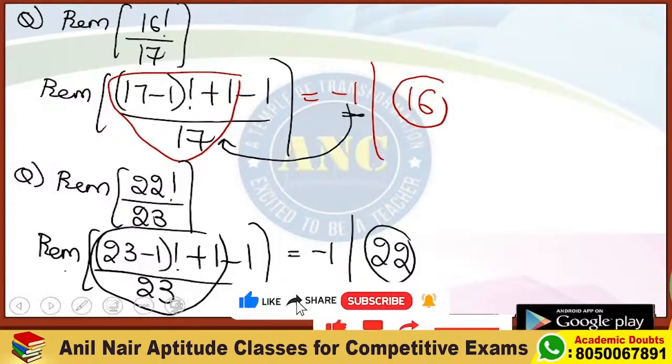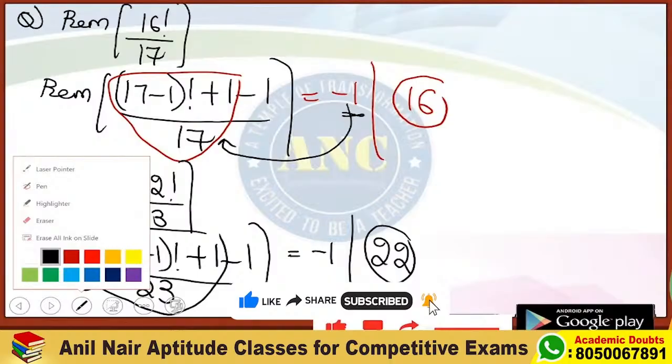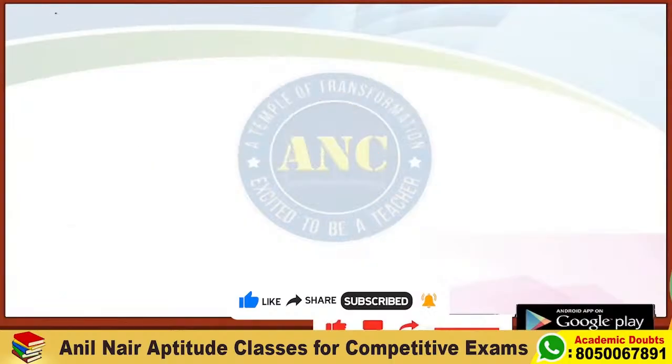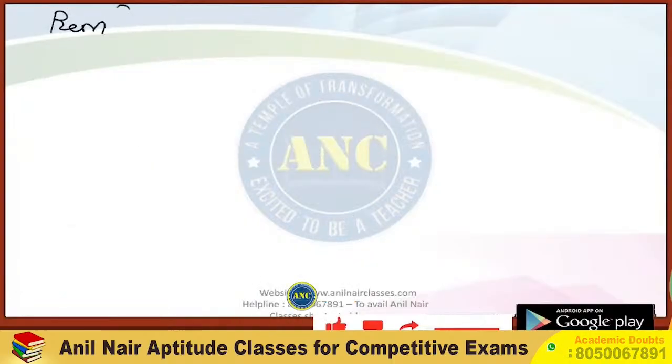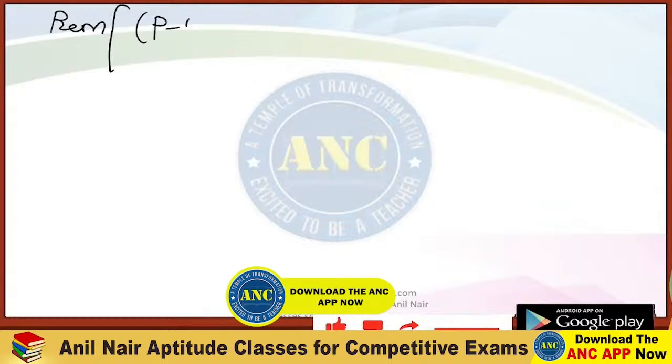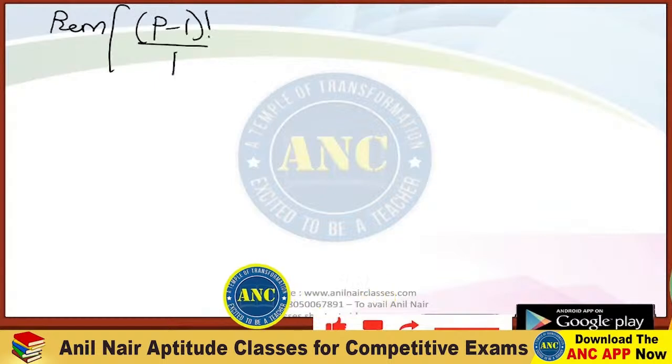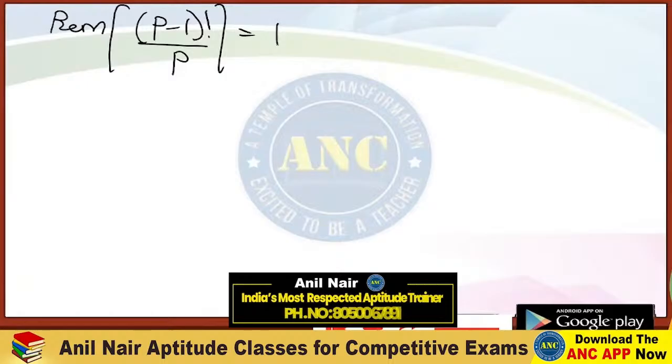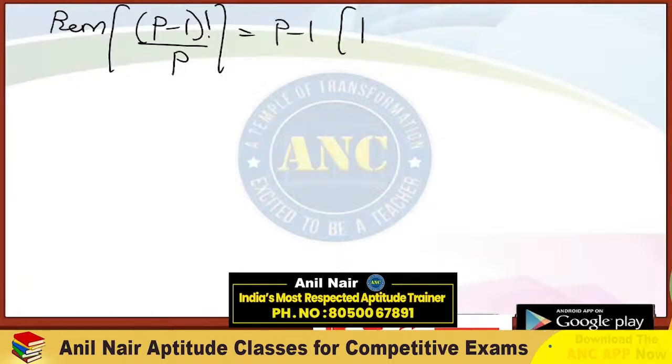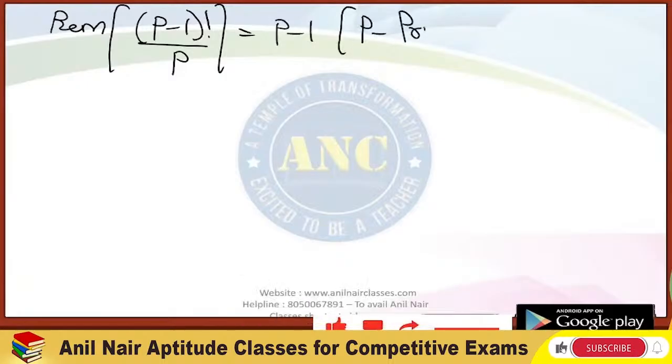Some conclusions are also given by Wilson's theorem. We will write those conclusions. In case you forget them, we will discuss the step-by-step approach. What are the conclusions? (P minus 1) factorial divided by P is always P minus 1 when P is a prime number.